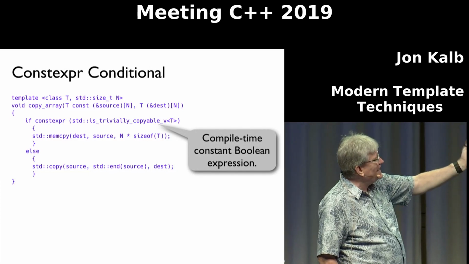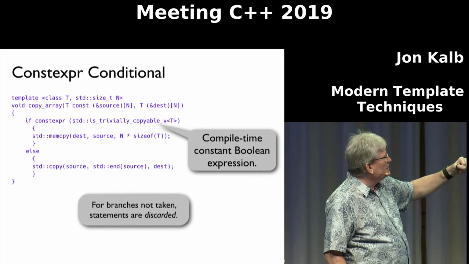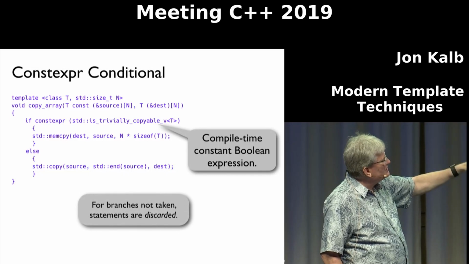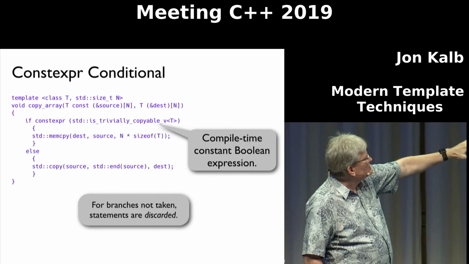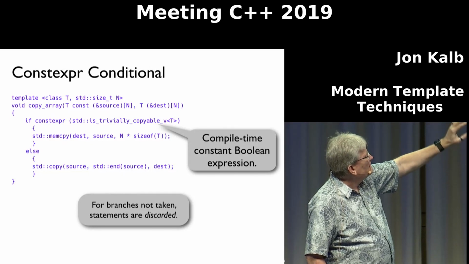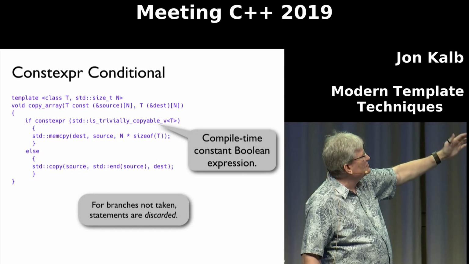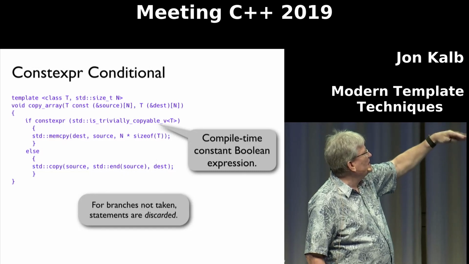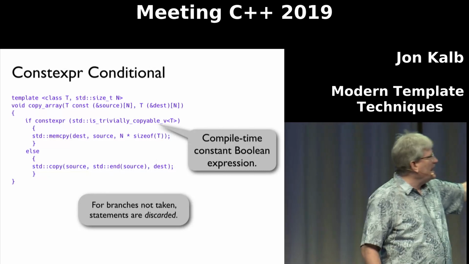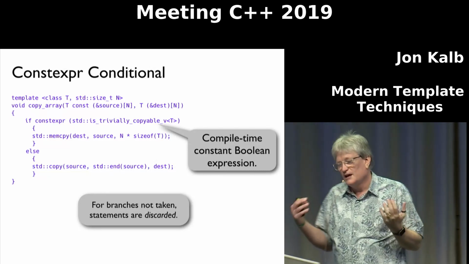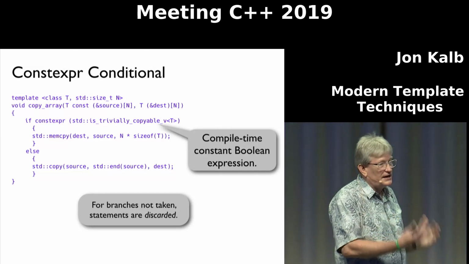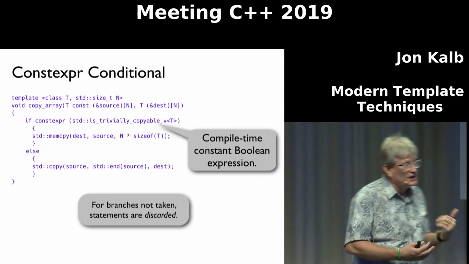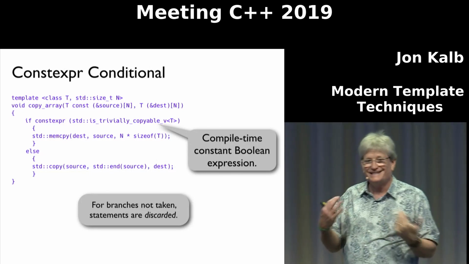And in fact, what's passed in has to be a compile time Boolean constant, and the branches that are not taken, that is, if the constexpr is true, then the else branch is discarded. If it's false, then the non-else branch is discarded. And those don't have to make semantic sense. They are discarded. They don't generate any code at all. Now, the compiler has to be able to parse these things. They have to make syntactic sense.